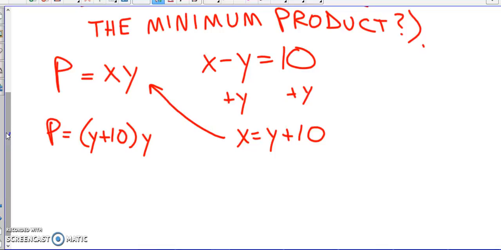What can I do next? Distribute. Y squared plus 10y. If I were to graph this equation, what would the graph look like? Yeah, it's a parabola that opens upward. Therefore, it would have a minimum value, which is what we're looking for, right? And the minimum value would occur where? At the vertex. So basically, at this point, all you've got to do is find the vertex.